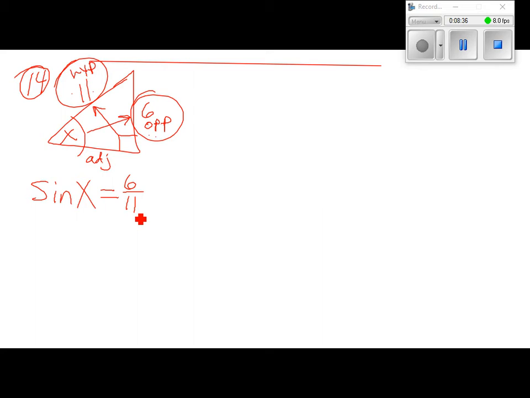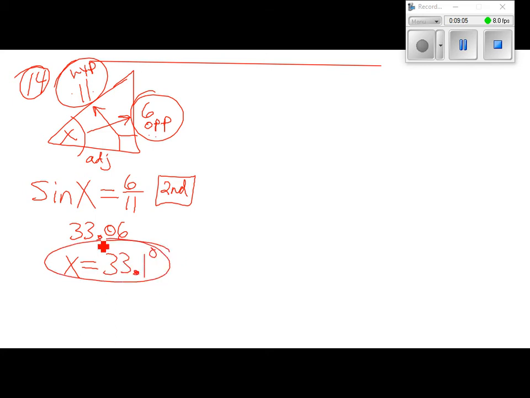Remember, when you're doing this on the calculator, the first thing you hit when you're looking for an angle is the second button. So you grab your calculator, you hit second sine, 6 divided by 11, close the parenthesis, and you end up with about 33.06. You could round that off to where x is equal to about 33.1 degrees, since we were looking for an angle.